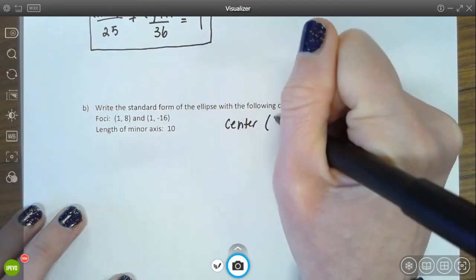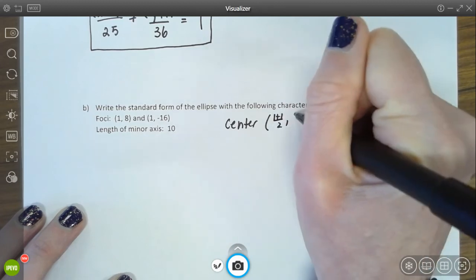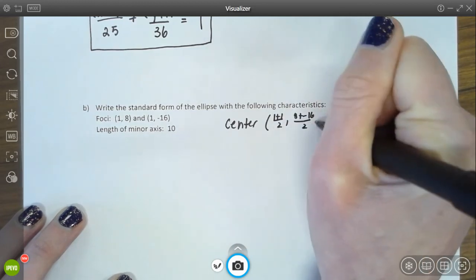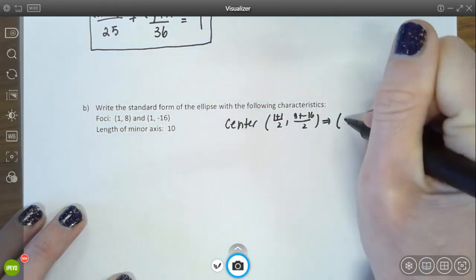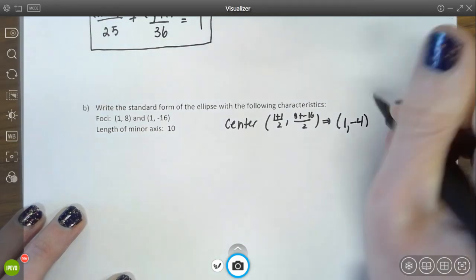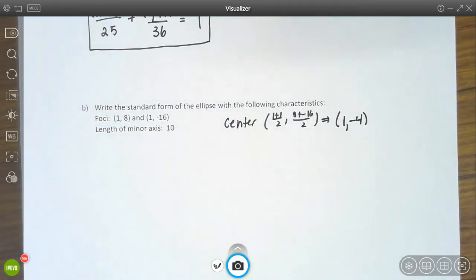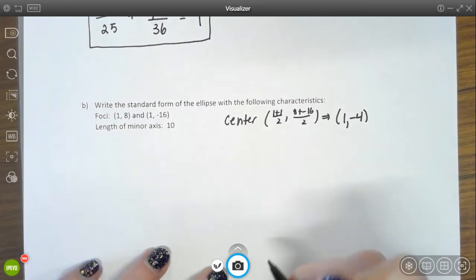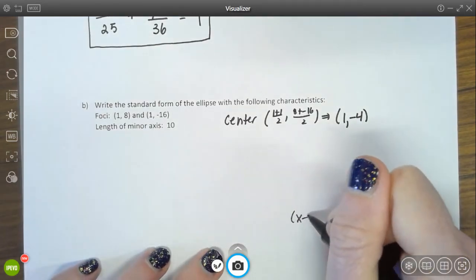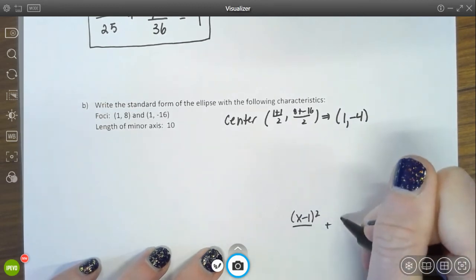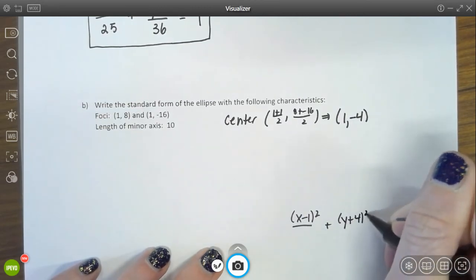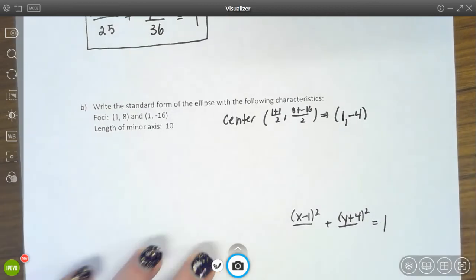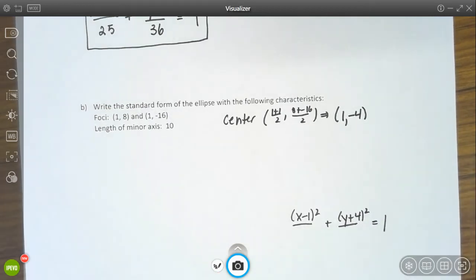So I'm going to add my x's and divide by 2. I'm going to add my y's and divide by 2. And I'm going to find my center right away. And again, once I have my center, I'm about halfway done with the problem. I can go ahead and fill that right into the numerators of my fractions. And all I have to do is figure out what's a squared and b squared, and whether the a squared goes with the x or with the y.